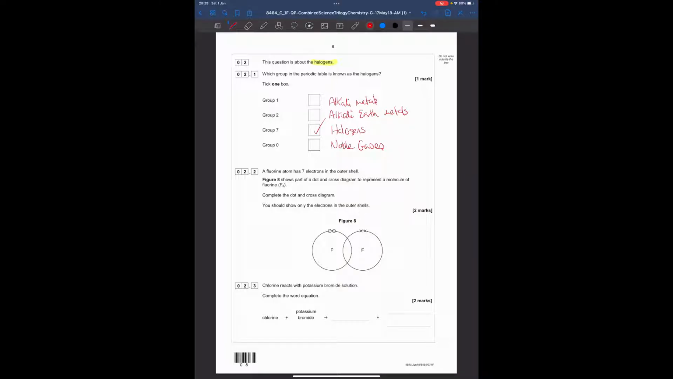So, a fluorine atom has 7 electrons in the outer shell. Figure 8 shows part of a dot and cross diagram to represent the molecule of fluorine, F2. Complete the dot and cross diagram. You should only draw the electrons in the outer shells. So we can see we've got a covalent bond here because they're sharing electrons. One atom, we're doing it with dots. One atom, we're doing it with crosses.